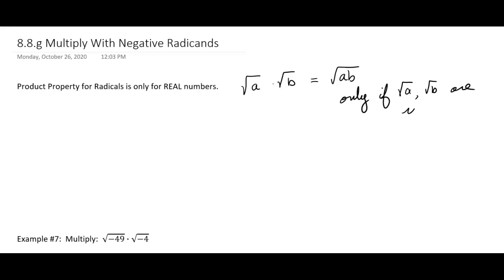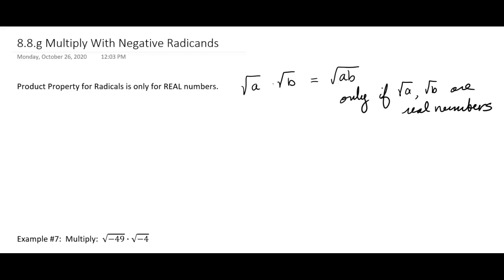Now we're going to talk about multiplying with negative radicands. In the past we had a property that the square root of a times the square root of b is equal to the square root of ab. But this is only if the square root of a and the square root of b are real numbers.